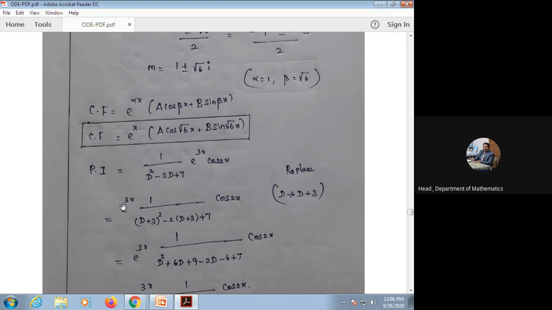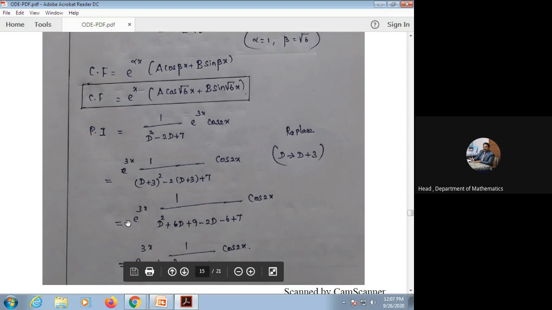Take the e power term to the front. That is e power 3x into 1 divided by, and we have to replace d by d plus 3, because the x coefficient is plus 3. If it were given as minus 3x, we would have to put minus 3, that is the d minus 3 form. Now replace d by d plus 3: so d plus 3 whole square minus 2 into d plus 3 plus 7 into cos 2x.